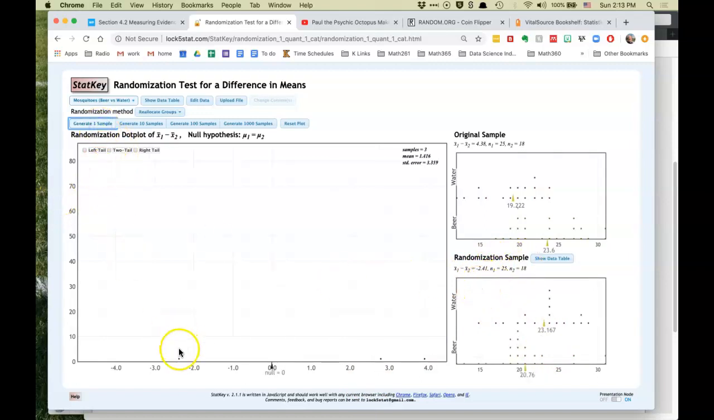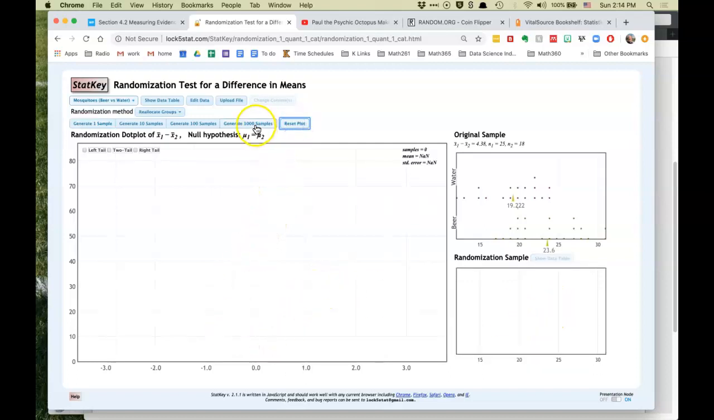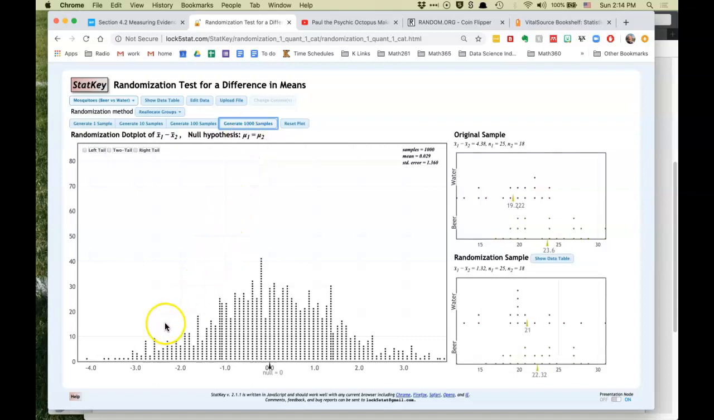Generate a few more. Now this one came out to be negative, so it turned out the ones that ended up getting assigned to what was being called the water group had a higher mean for that randomization, so the difference came out negative. So I'm going to reset this and just do 1,000 of these. So this is our randomization distribution. We could generate more if we wanted, but I like the convenience of having 1,000 for our calculations here.